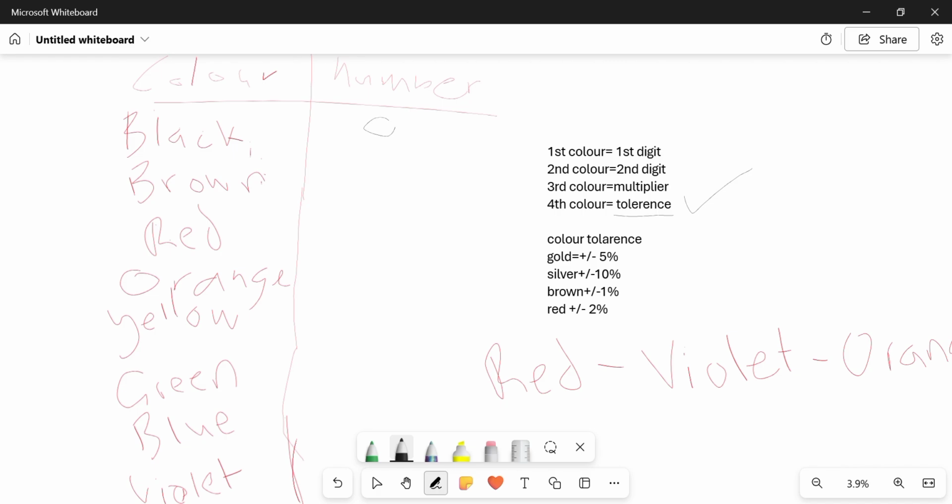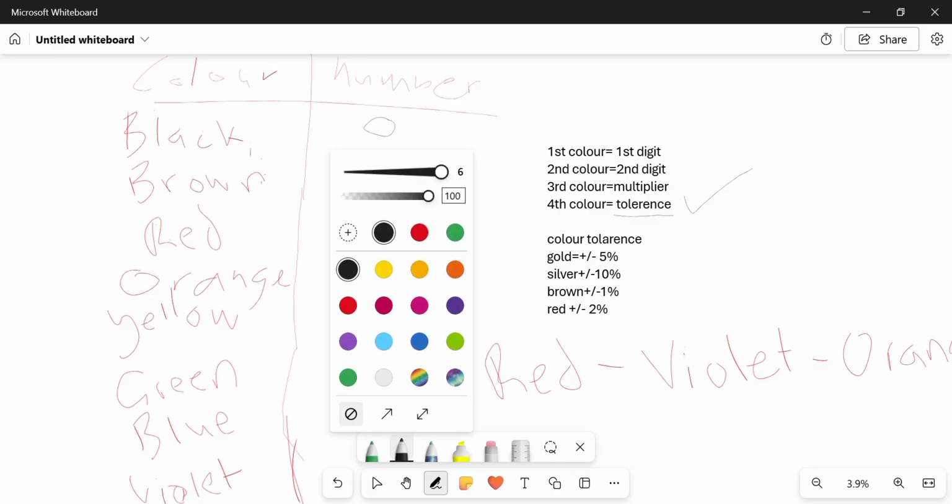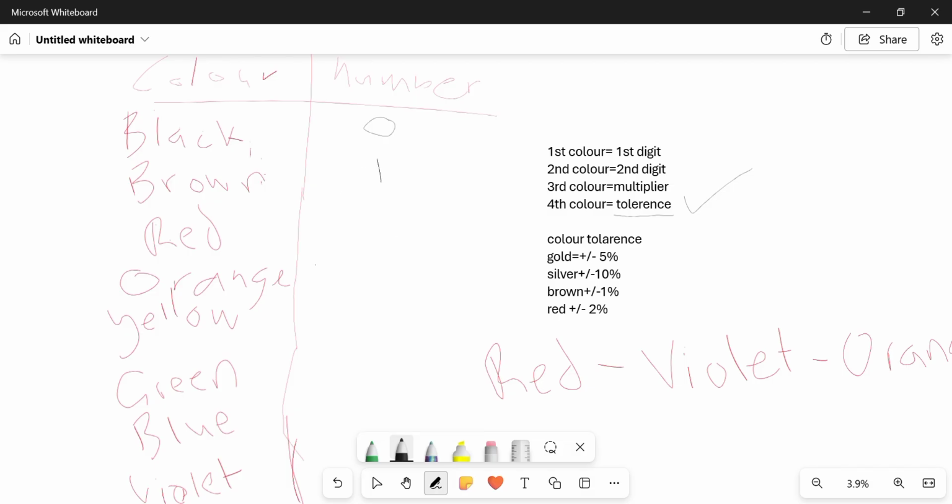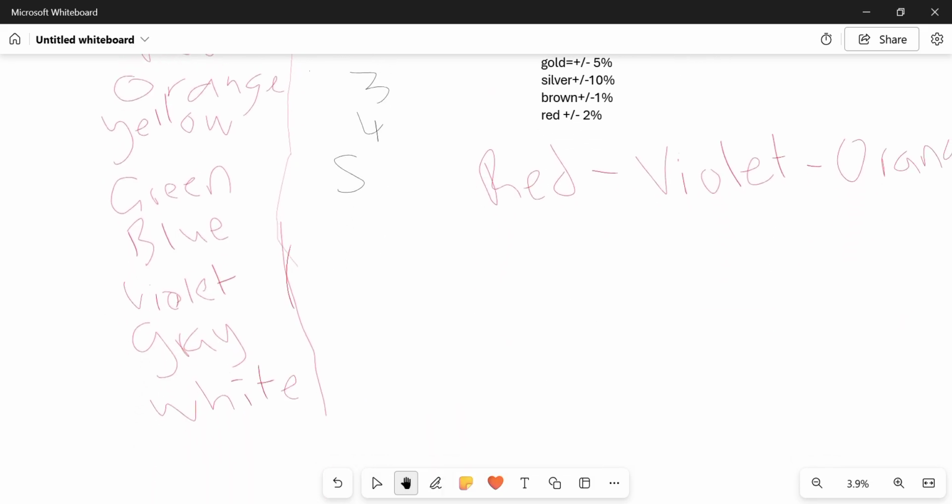So here are the numbers on the table. Black is 0, brown is 1. Sorry, let me just increase my volume here. Thank you. Red is 2, orange 3, yellow 4, green 5. Let me scroll. Blue 6, violet 7, it's violet. Gray is 8, white is 9.